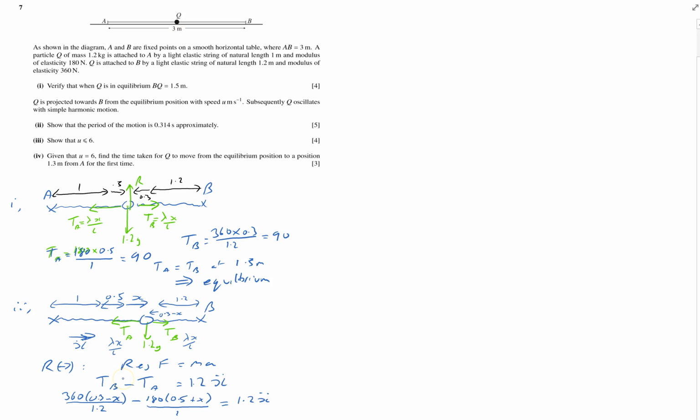And if I work that out, I'll come right up the page up here. That gives me 90 minus 300x minus 90 minus 180x equals 1.2x double dot, and that will give me the 90 and minus 90. That's always going to cancel out if you take it around the equilibrium, and that gives me minus 480x equals 1.2x double dot. So x double dot equals minus 400x.